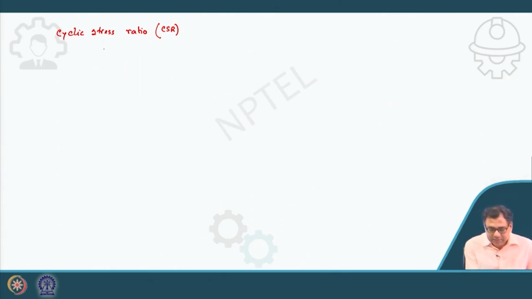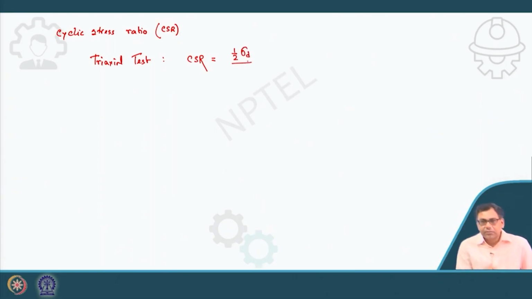So for the triaxial test, the cyclic stress ratio can be defined. What is the amount of shear stress developed? That is half sigma d, and the stress during consolidation is sigma 3 dash, which is the effective stress. So I am writing CSR equals half sigma d divided by sigma 3 dash.